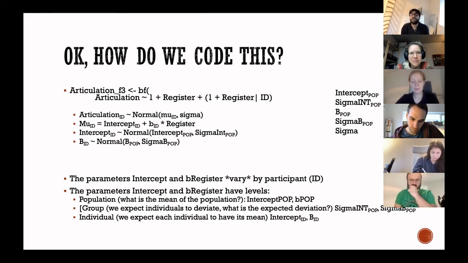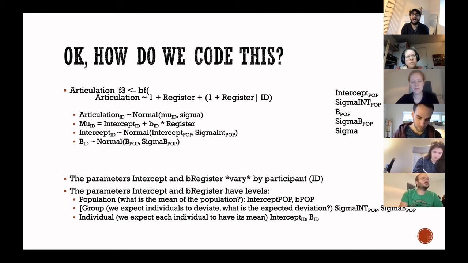So the parameters intercept and beta for register have levels, right? The population: what is the mean of the population? If we went and collected a new bunch of mothers, what should we expect to be the mean across them? And we have two parameters here that we need to define, the intercept at the population level and beta at the population level.